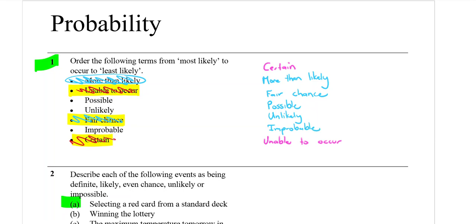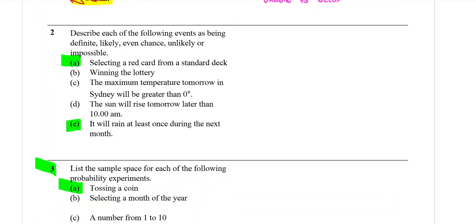Okay, let's move on. Question 2. Describe each of the following events as being definite, likely, even chance, unlikely, or impossible. So if we are selecting a red card from a standard deck, remember that a pack of cards only has red and black cards, and there's half of each. So that means that that would be an even chance of getting a red card.